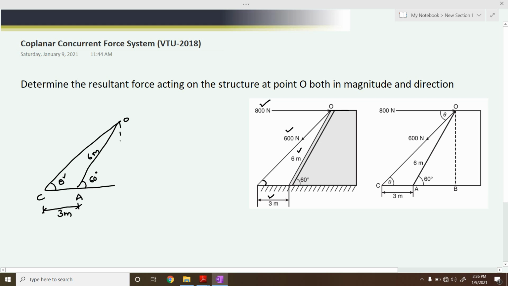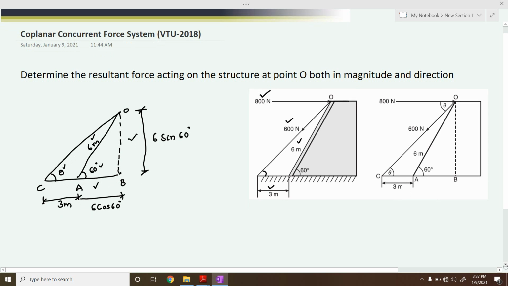So what we can do now is take this vertical from here, and I will mark it as B. From this triangle OCB we can calculate the value of theta. To calculate theta, you require this horizontal distance as well as this vertical distance. As this length is 6 meters and this angle is 60 degrees, if you resolve it along horizontal, it will be 6 cos 60 degrees. If you resolve it vertically, it will be 6 sin 60 degrees. So based on the triangle OCB, as the opposite side and adjacent side are known to us, we can calculate this theta value.